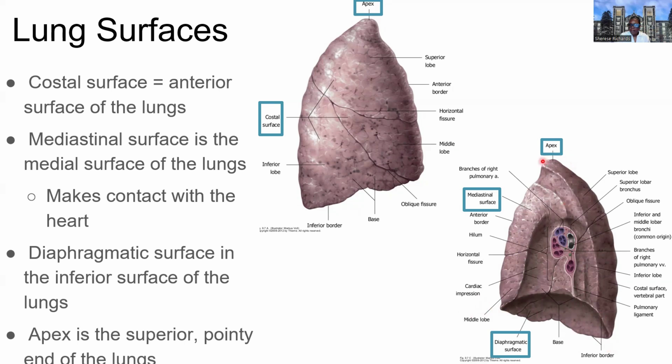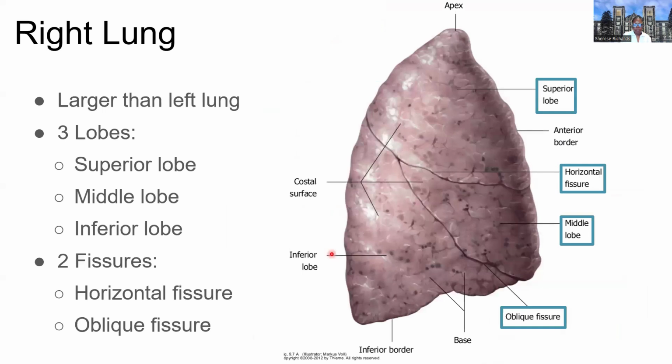And lastly, we have the apex. The apex is going to be the pointed projection that projects up into the cervical region, up into the neck, and is going to be covered by the cervical pleura. So the parts of the lungs are going to be covered by the corresponding parts of the pleura. So the cervical covers the apex, the costal covers the costal surface, mediastinal covers the mediastinal surface, and the diaphragmatic covers the diaphragmatic surface.